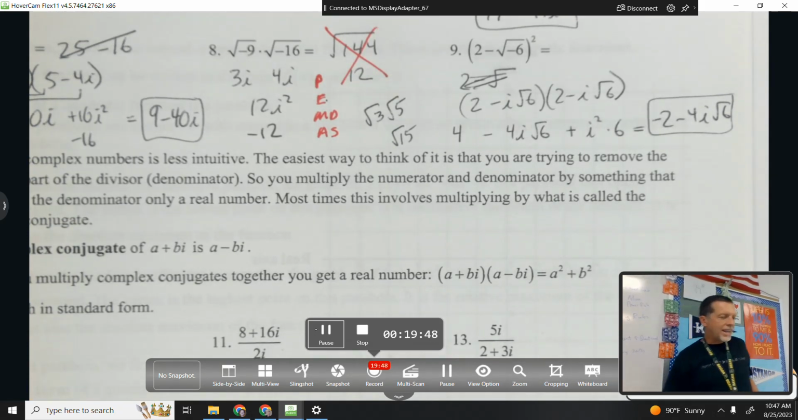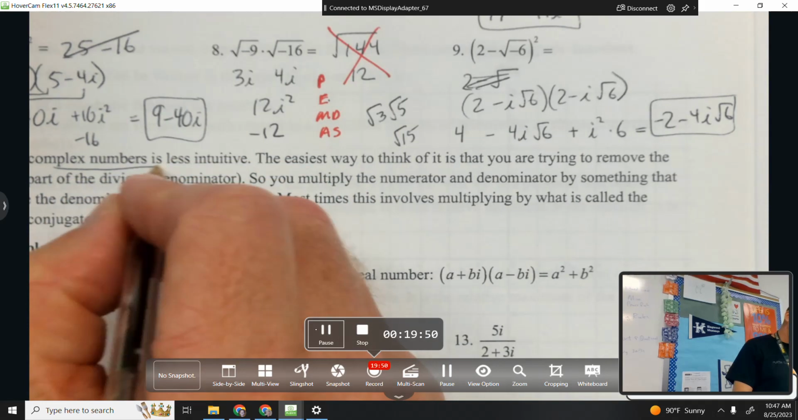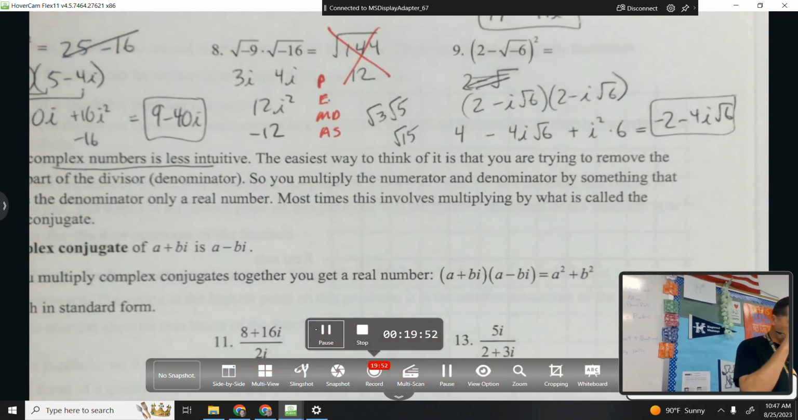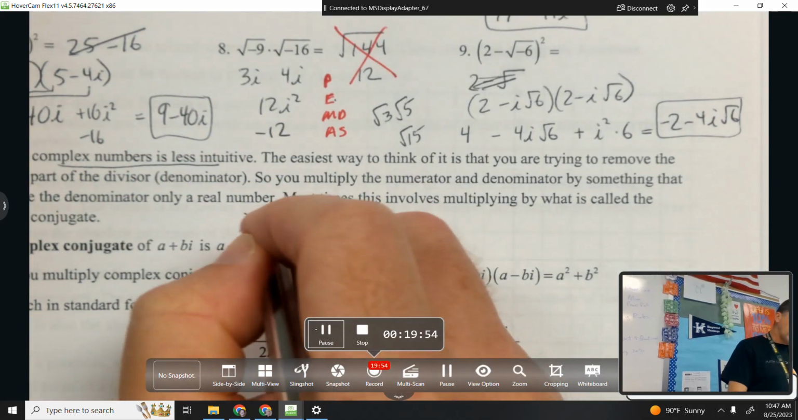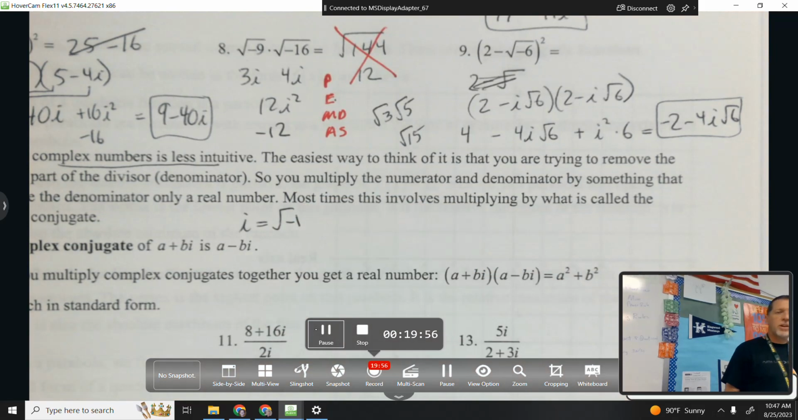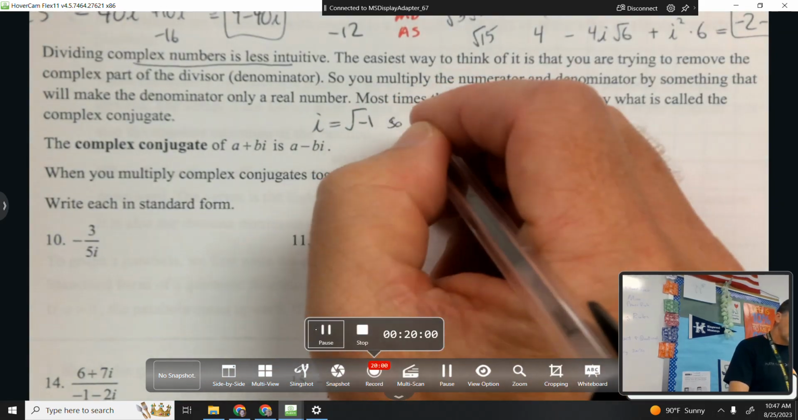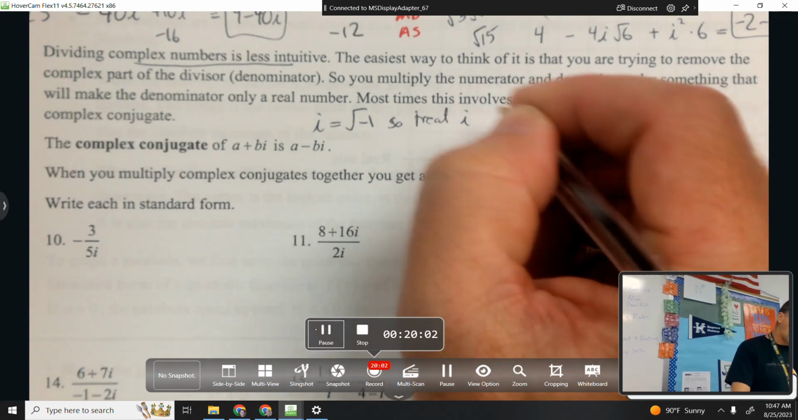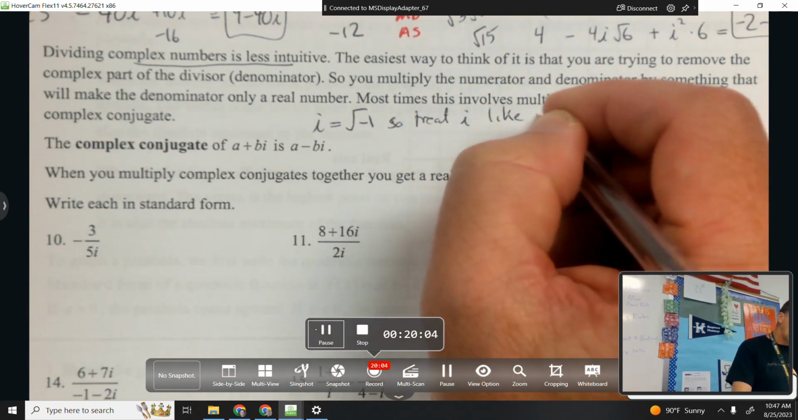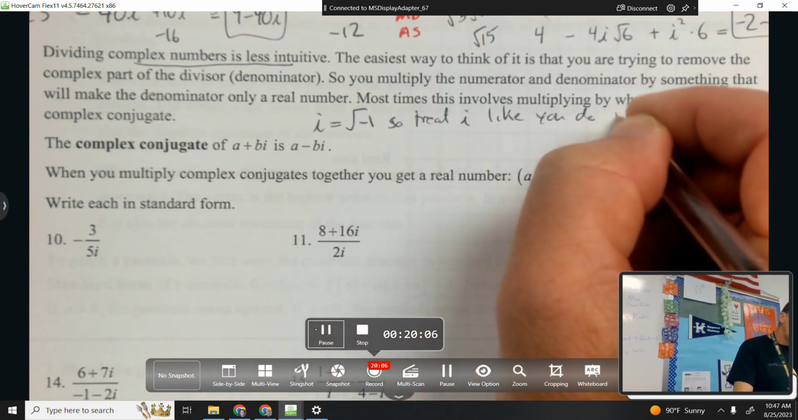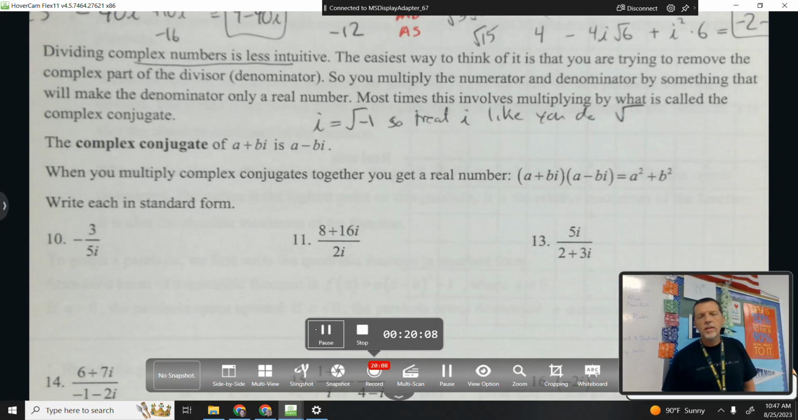Alright, dividing complex numbers is less intuitive. There's a whole lot of words there. But I will remind you that i is the square root of negative 1. So treat i like you do a square root. However you fix the square roots, i is a square root, so you fix it the same way.